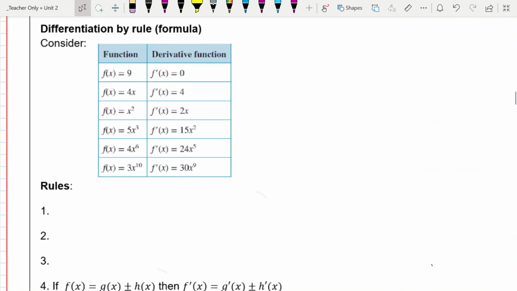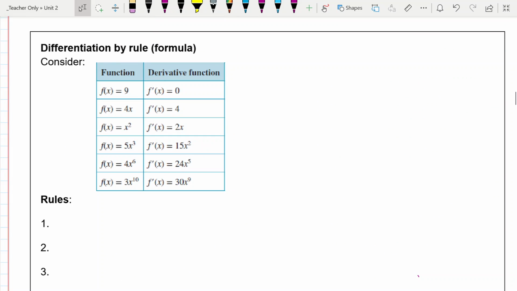Grade 11s. After going through the whole finding the derivative from first principles, you would have found it quite tedious, and it certainly has its place. And if you are asked to find the derivative from first principles, that is the skill that we're asking for, and you need to know how to do it.